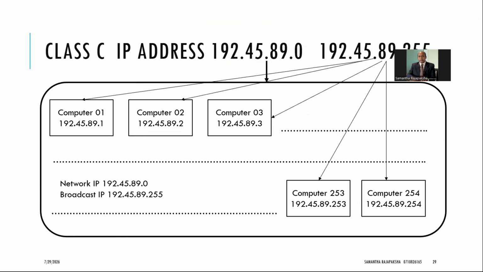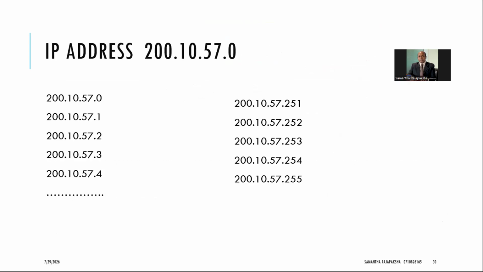So the first one and the last one are reserved. They are not allocated to the machines inside the network. The first one is to identify the network. The last one is to make the broadcasting. Like if you take this example, this is a class C. So the common part is 200.10.57. The last byte is the one which is going to change. It will change from 0 to 255. So then there will be 256 IPs. The first one is for the network, the last one is for the broadcast.